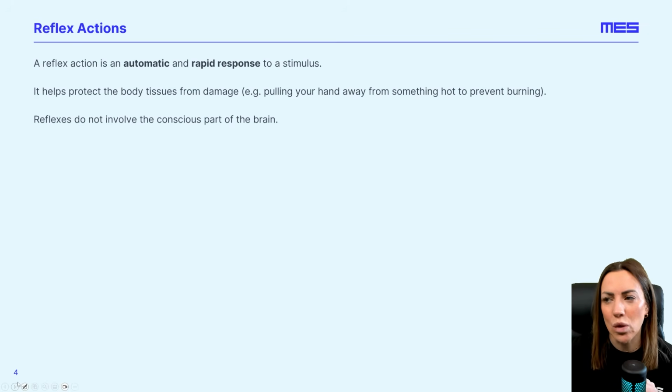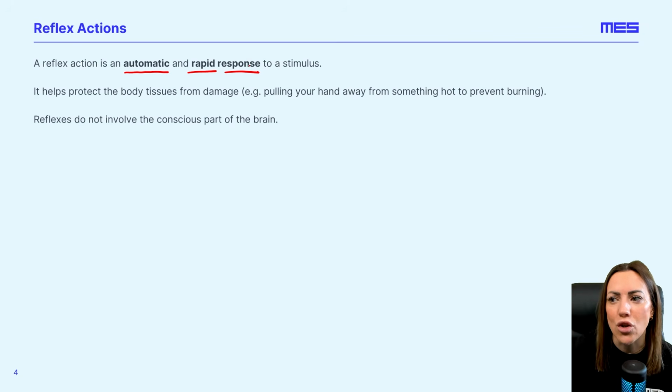The next thing we're going to talk about is a reflex action. So what is a reflex action? This could be a 2-mark question on your exam paper. A reflex action is an automatic and rapid response to a stimulus, so to a change in your environment. And why do we have them? Well, it's to help protect our body tissues from any damage.